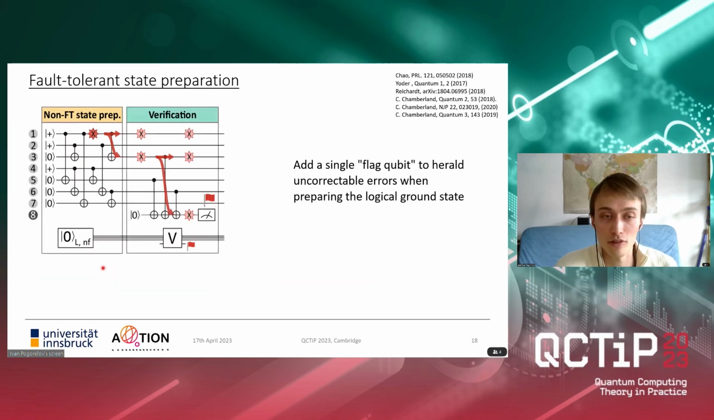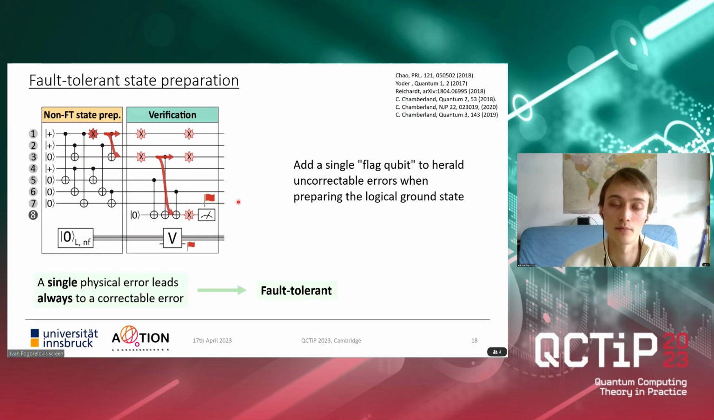There are proposals on how to fix this. For example, we can add this verification circuit, which has an additional auxiliary qubit, usually called a flag qubit. And this flag qubit is meant to catch some dangerous error propagation. For example, again, if the error happens here, it will also propagate to the flag qubit. It will flip it. And once we measure it, we will be able to discard the whole state because here it becomes uncorrectable and we can no longer use it.